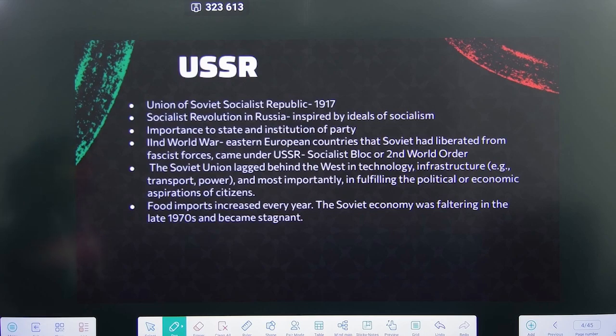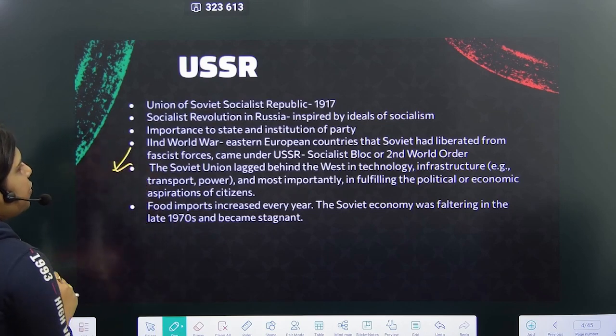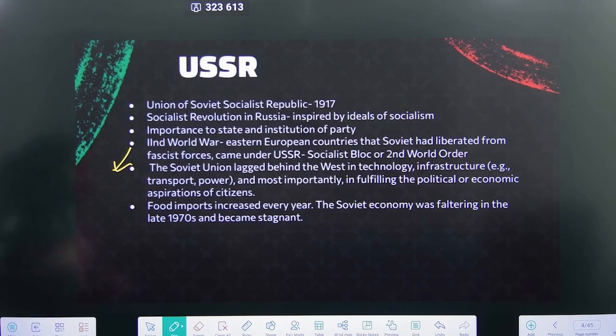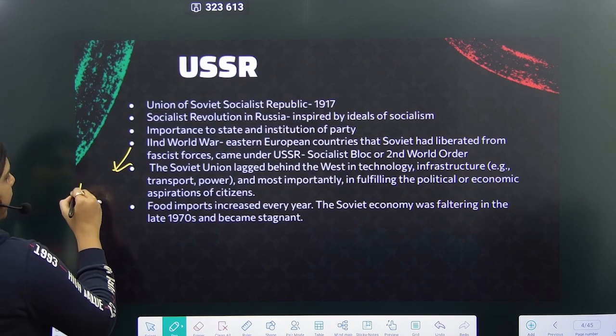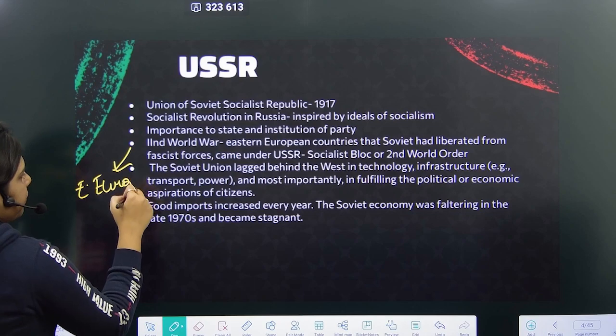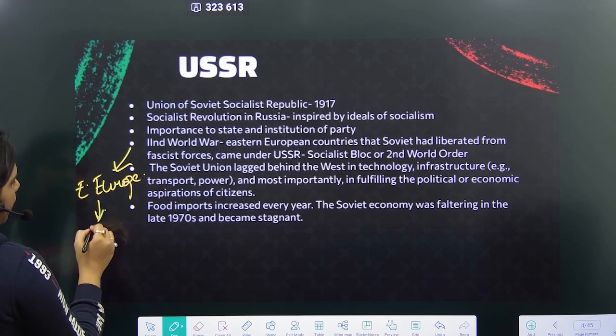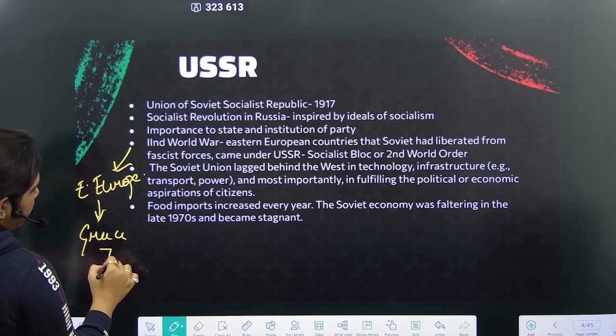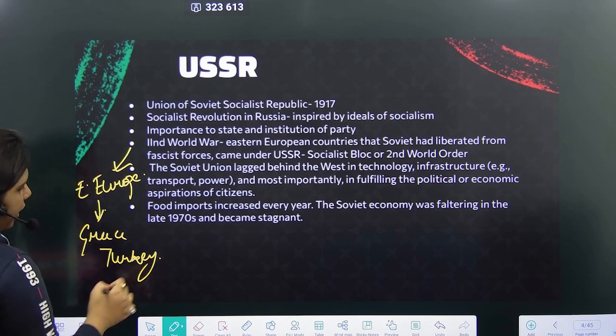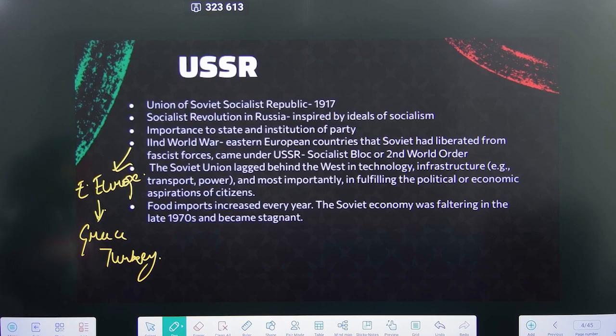After the Second World War, Eastern European countries that the Soviet had liberated from fascist forces came under the USSR. And we see this also, that there were a lot of countries which the Soviet had liberated from the fascist forces, from Italy. They all came under the USSR. And that happened in East Europe. Please remember, East Europe. And in East Europe, two countries could not come, Greece and Turkey, and we'll see why in a while. Okay? The Soviet lagged behind the West in technology, in infrastructure, and most importantly, in fulfilling the political or economic aspirations of citizens.